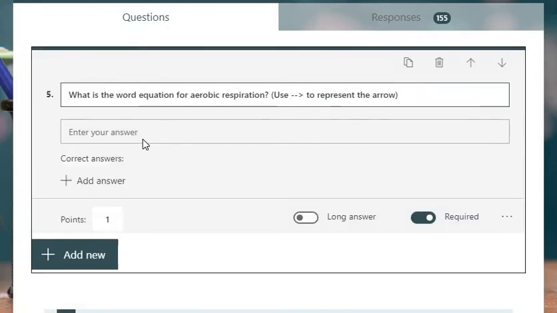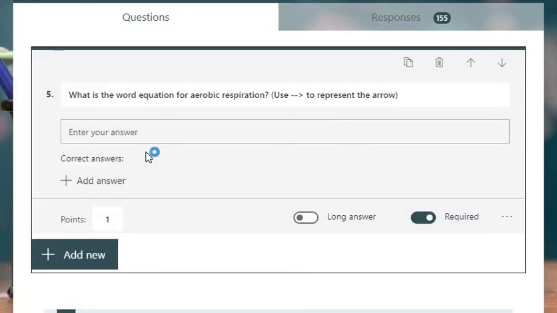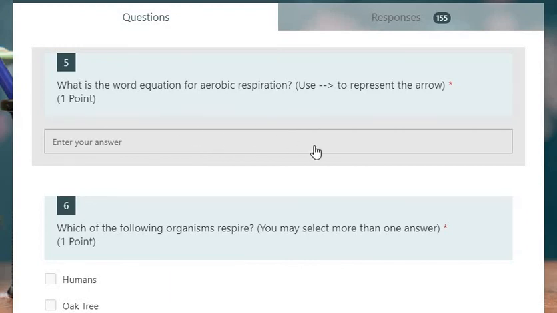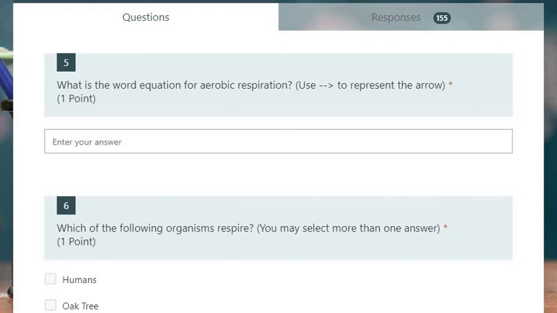I should actually be able to put this in there. Oh no, I can't. Never mind. Then an arrow, and then water plus carbon dioxide, or it could go carbon dioxide plus water, either way.